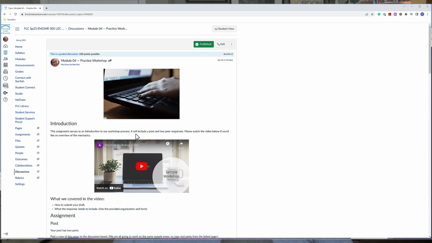I hope that's cleared up the mechanics of the practice workshop. The steps you're going to go through for the actual workshops are going to be remarkably similar, except you will simply be providing 2 sets of responses to 2 drafts that your classmates upload. You're not, of course, going to all be working on the same paper.